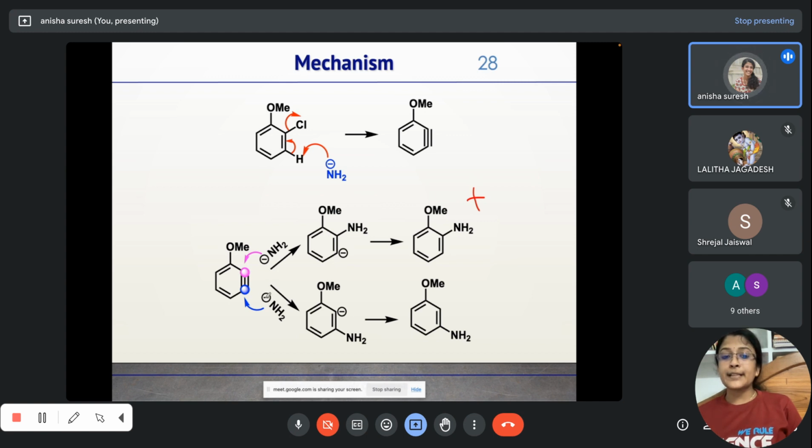Then when NH2 minus is attacking from the meta position, this bond will be migrating here and a negative charge will be forming at this position. So by electron withdrawing nature of the oxygen atom by means of inductive effect, this negative charge can be neutralized by this OMe as it is adjacent to this OMe. Also, the steric effect is ruled out as NH2 is attacking far away from the OMe. So this will be the major product that is formed in this nucleophilic substitution reaction. Sorry, nucleophilic addition reaction.